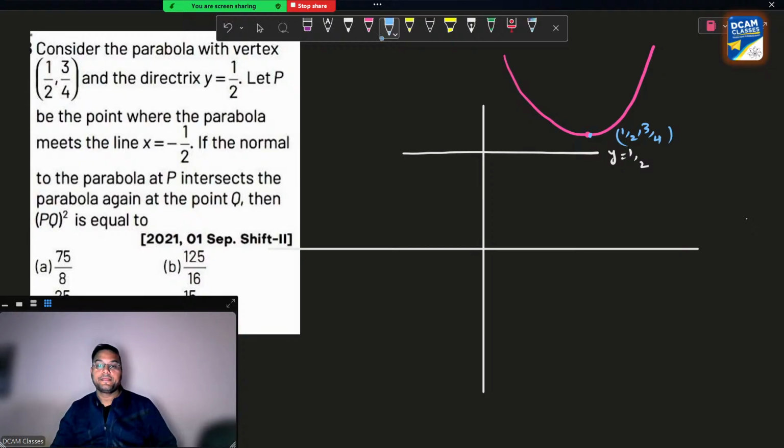Okay? So the equation of parabola should be x square is equal to 4ay. So it is x minus half whole square is equal to 4 into a into y minus 3 by 4. Okay?